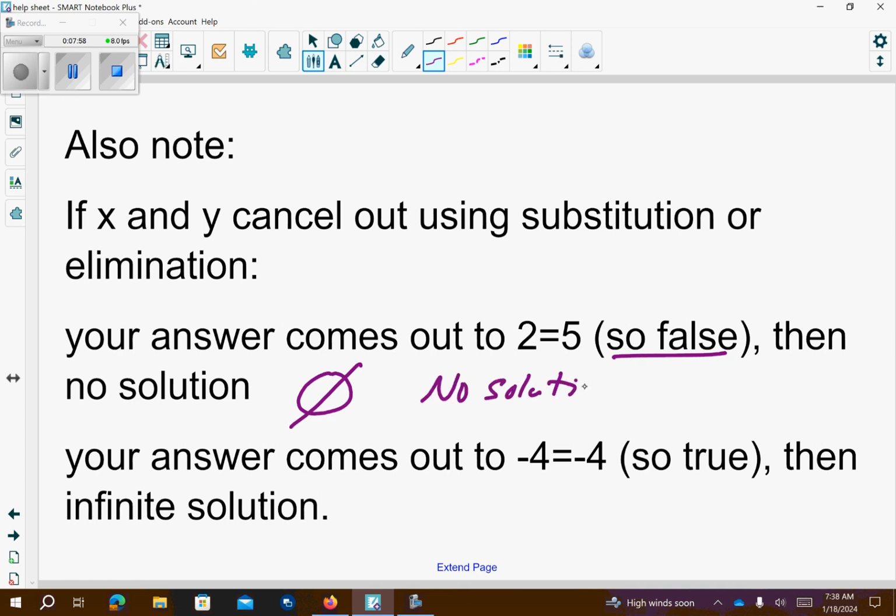It's your choice. The other situation that could take place is if the x and y fall out after you've done the work and you get a true statement. So in my case, I'm using an example of negative 4 equals negative 4. This is a true statement. We could have any two numbers equal to each other, so 10 equals 10, or 16 equals 16, or 0 equals 0. Then we have infinite solutions. So you could write that, or you could write all numbers or all real numbers or something like that. It's your choice. I tell my kids to go ahead and use infinite.